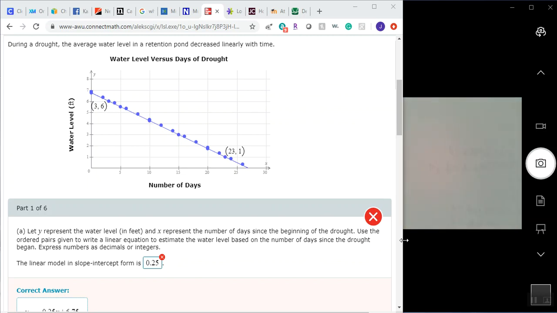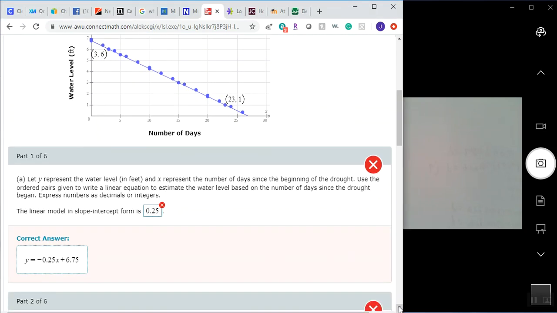Okay, it says during a drought, the average water level in a retention pond decreased linearly with time. So we have the number of days and we have the water level. Let y represent the water level in feet and x represent the number of days since the beginning of the drought. Use the ordered pairs given to write a linear equation to estimate the water level based on the number of days since the drought began. Express numbers as decimals or integers. Now they ask us for the linear model.